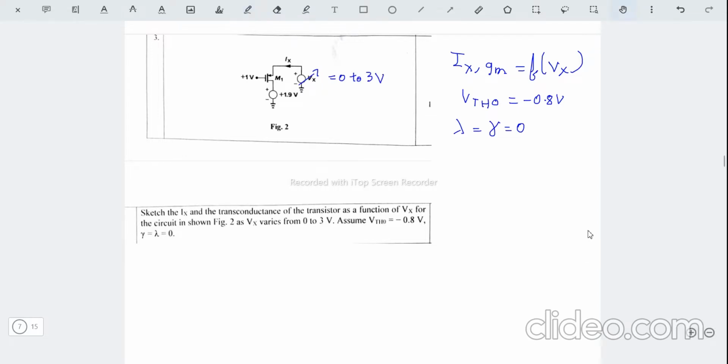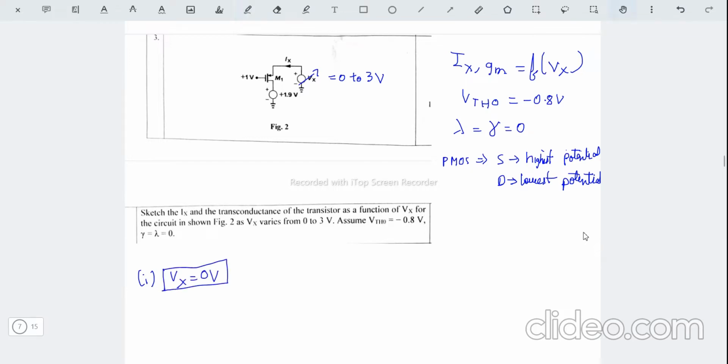Now before going to solve this problem, we have to remember one thing: in PMOS, the source is always at a higher potential than the drain. Source is at the highest potential while drain is at the lowest potential. In the NMOS it's the other way around. So now we shall vary Vx in increments, and we'll be able to plot and obtain Ix and Gm in terms of Vx. We shall start Vx from 0 volts.